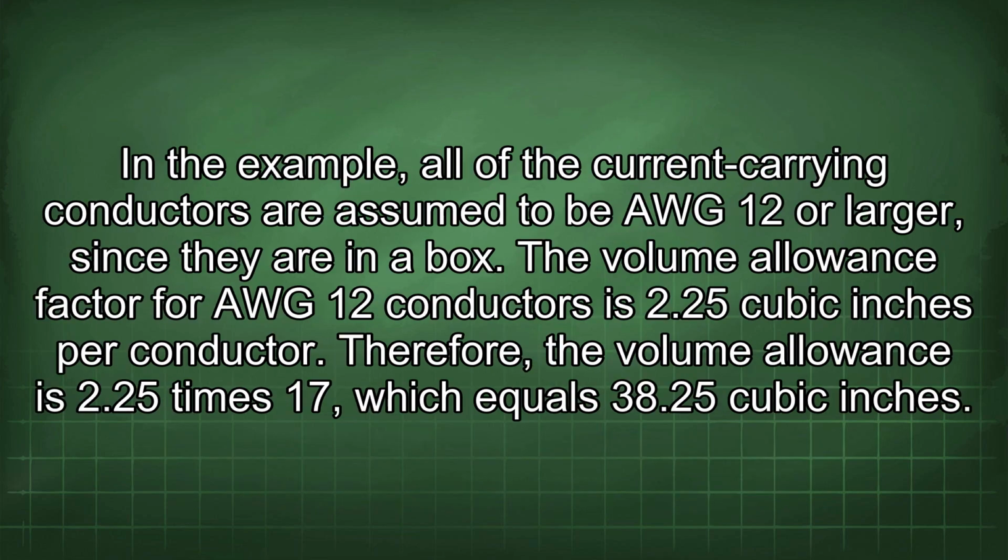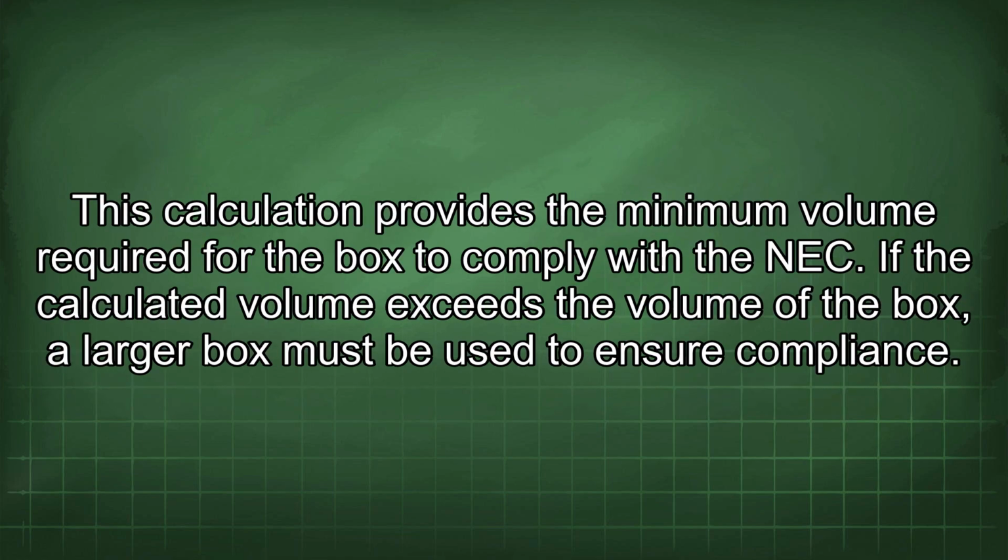In the example, all of the current carrying conductors are assumed to be AWG 12 or larger, since they are in a box. The volume allowance factor for AWG 12 conductors is 2.25 cubic inches per conductor. Therefore, the volume allowance is 2.25 times 17, which equals 38.25 cubic inches. This calculation provides the minimum volume required for the box to comply with the NEC.